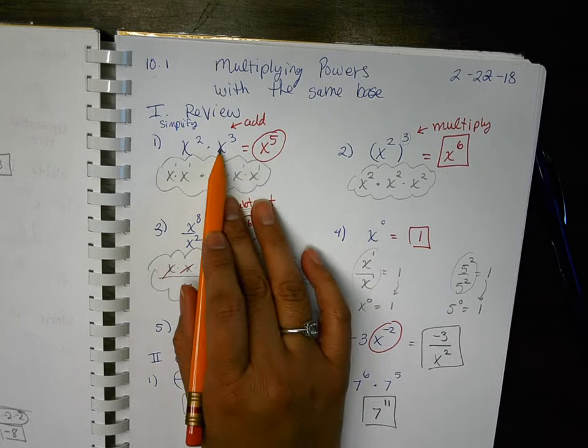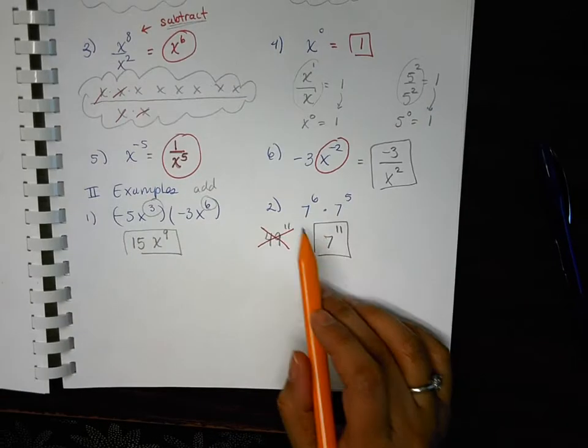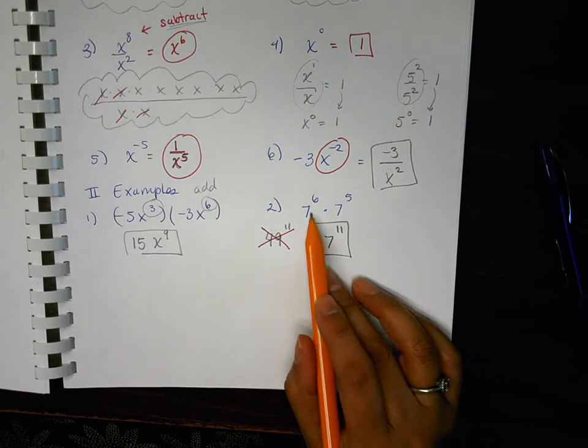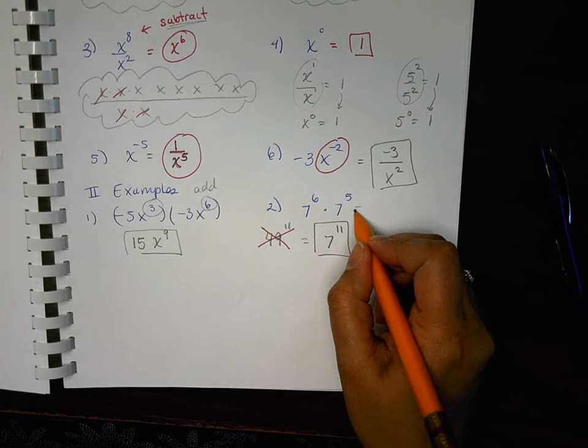The bases stay the same. X, X, X. So should the base stay 7? 7, 7, 7. Got it? So, what if the bases were different?